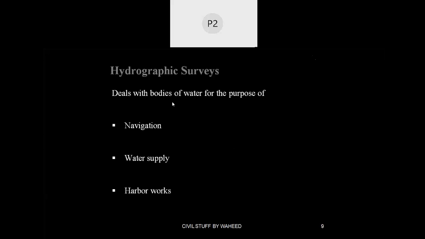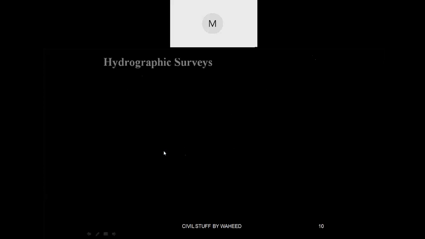So, it deals with bodies of water for the purpose of navigation, water supply and harbor works. Now, locating shoreline. Shoreline means what? You will be fixing up the line depending upon the maximum flood recorded. Next, estimation of water flow.